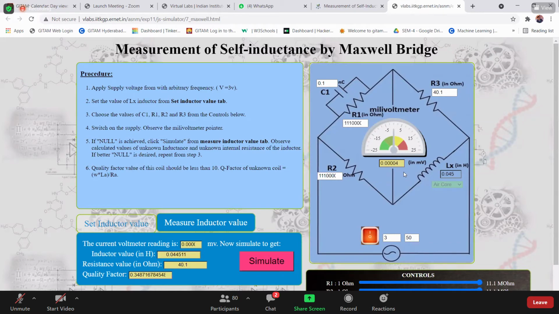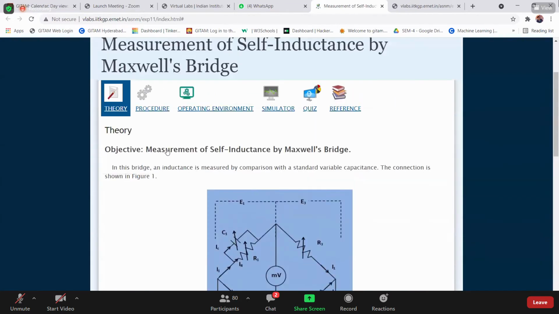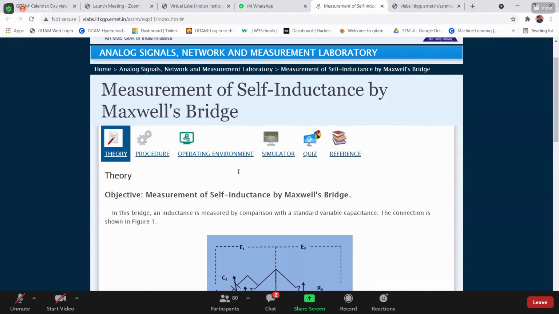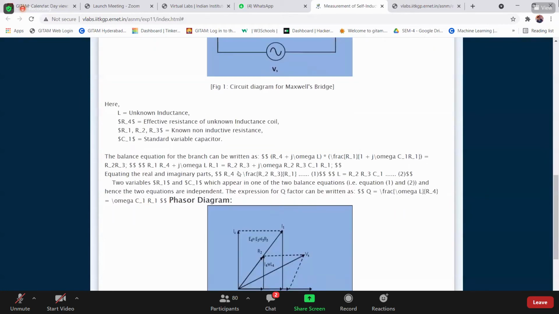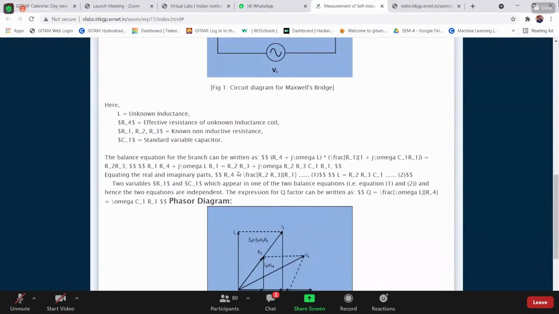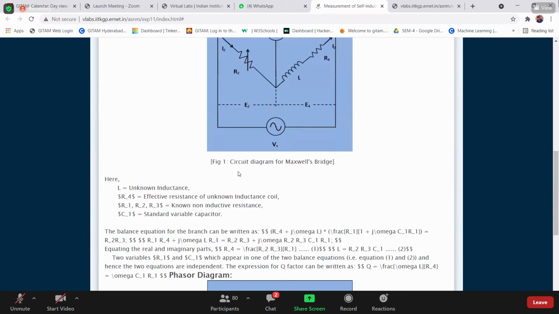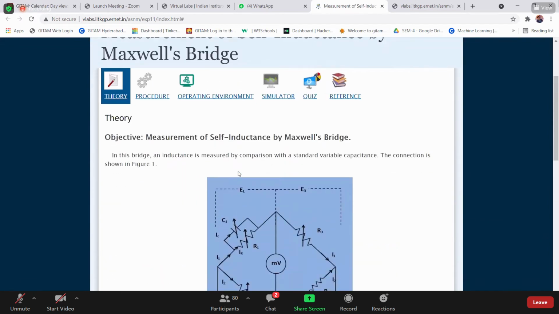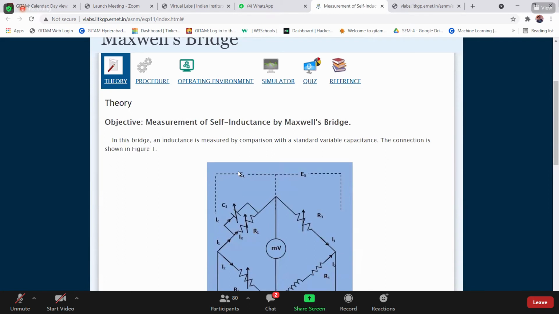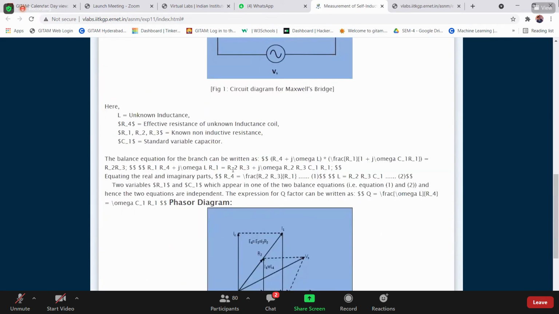Again, go to the theory page. Tell me the formula. Below the circuit, we have the formula, below the phasor diagram. Scroll up. Students, where have we seen the formula? In which page have we seen the formula? Scroll down a little bit. L is equal to R1, R2, equation 1 and equation 2. Yeah, here we have it, Shashank.